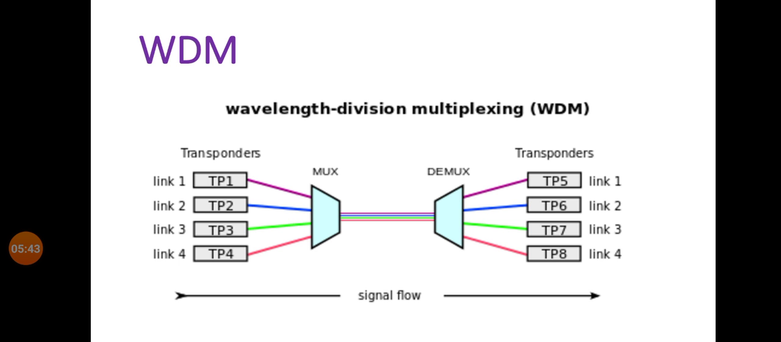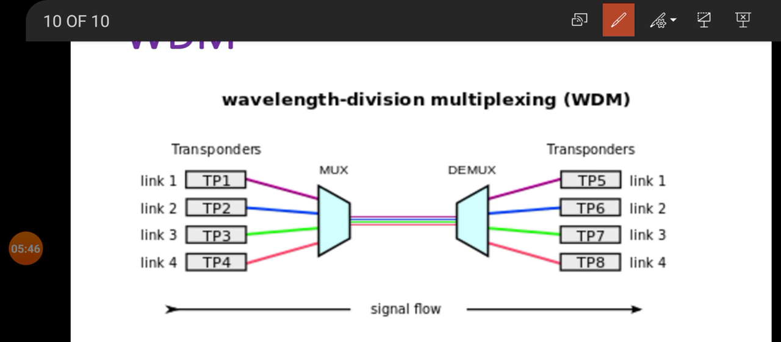So consider here, different transmitters are there. Transponder 1 means the first transmitter, then transponder 2, 3, 4. They are transmitting their own light beams using an optical fiber. In the multiplexer, all light beams are combined and transmitted as a single light signal. The demultiplexer will separate those light beams and transmit them to the respective receivers. Transponders 5, 6, 7, 8 are the receivers. Clear?